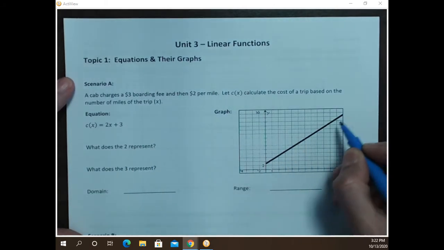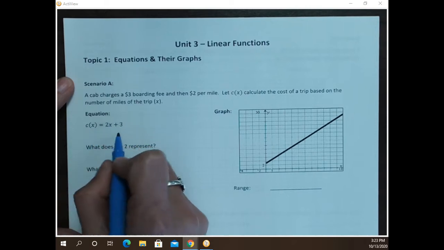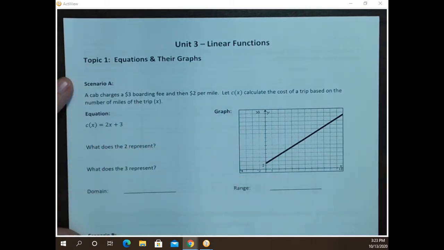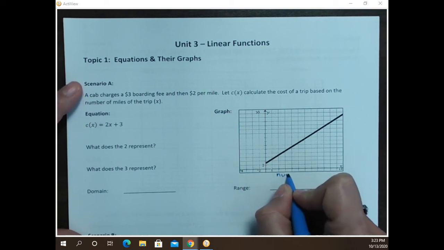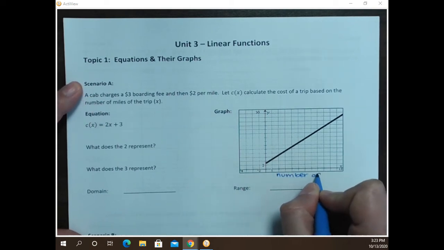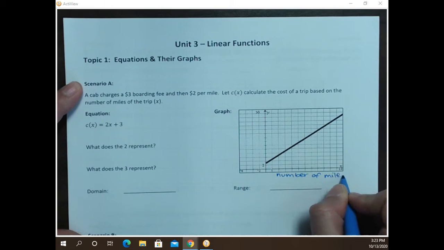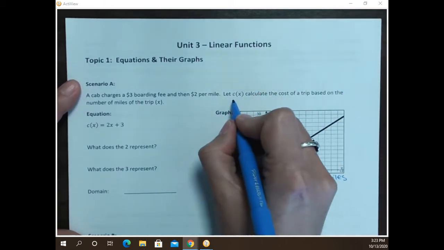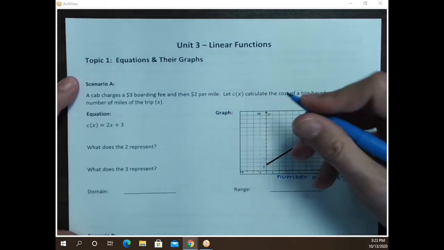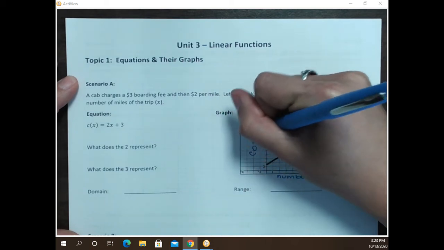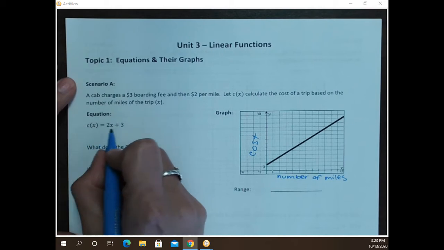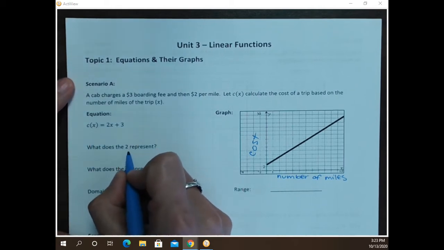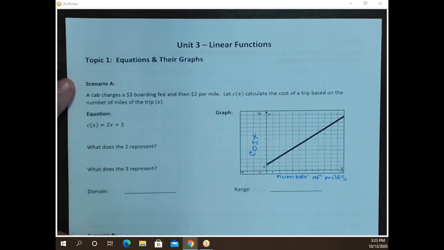So over here we have a graph of our function, and then we have our equation. I'm going to go ahead and label our axes. So we know that x would be our number of miles. So I'm going to label that number of miles. And our y-axis, our function, is going to give us the cost of our cab ride here. Okay? So we've got our function here as well. And then our questions are, what do these values in our function represent?